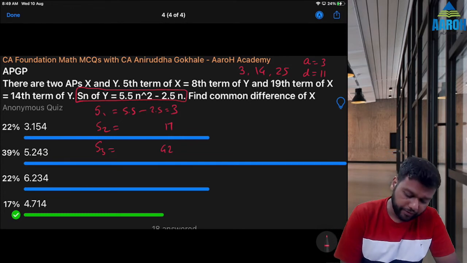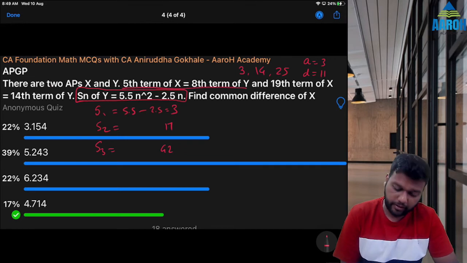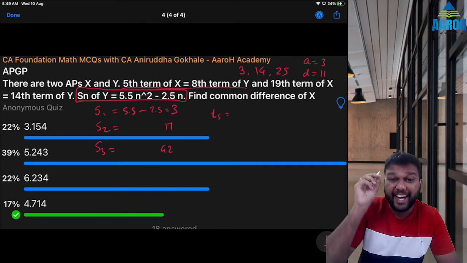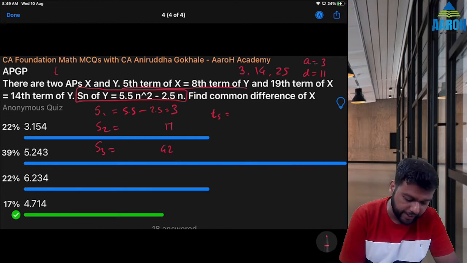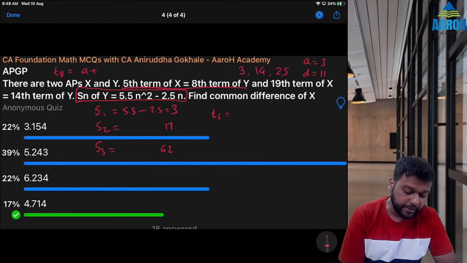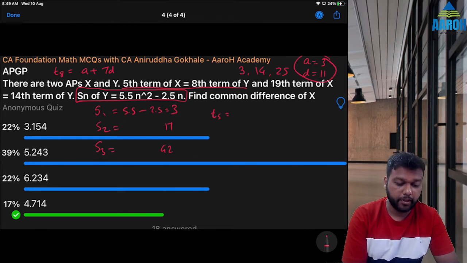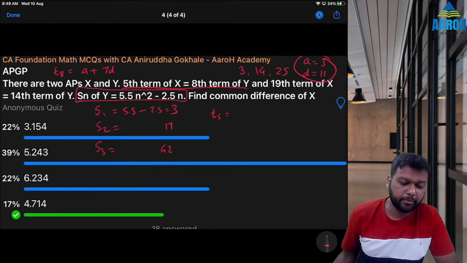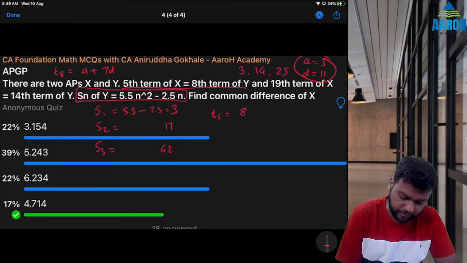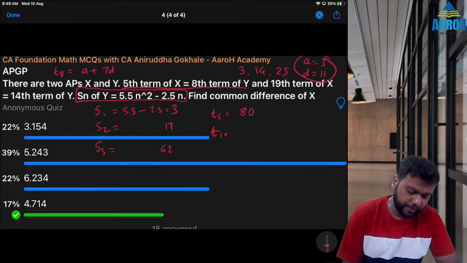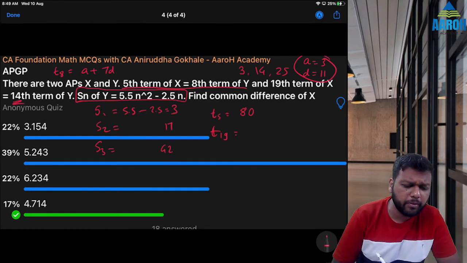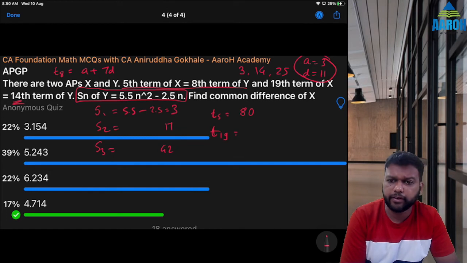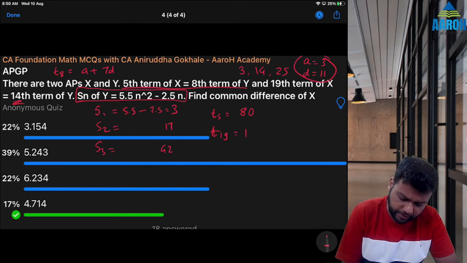Now they are saying the 5th term of x is equal to the 8th term of y. How do we find term 8 for y? T8 will be a plus 7d, a plus n minus 1 d, right? We have a and d now. Let's find 3 plus 7 into 11. If you press MRC, you should get 80, right? Similarly, the 19th term of x, T19, is equal to the 14th term of y. The 14th term of y will be a plus 13d. So 3 plus 13 into 11, if you press MRC, you should get 146.